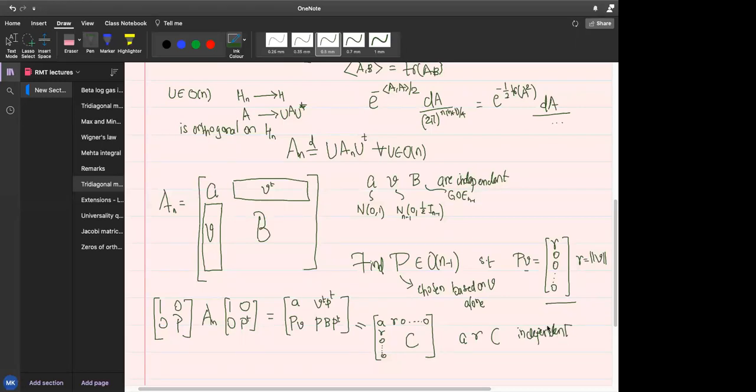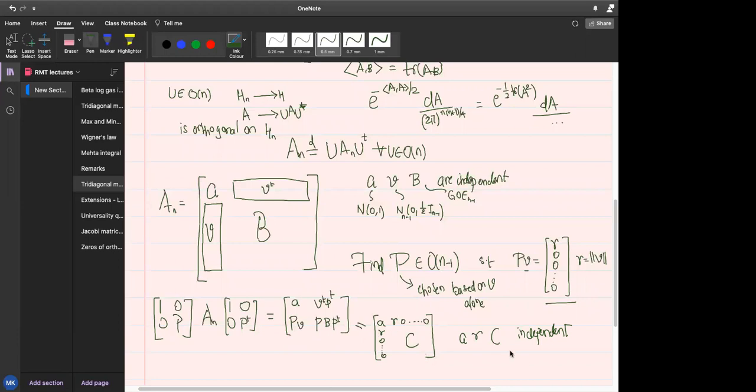Okay, that's one claim. Why? Well, the fact is this, it's clear. P was chosen based on V alone. That's the point. And why does it not matter that C also has this P B P transpose?